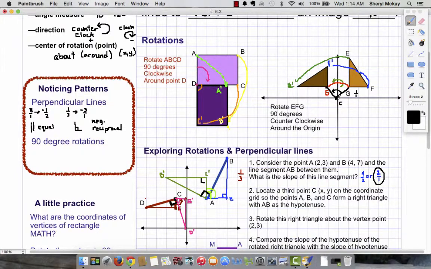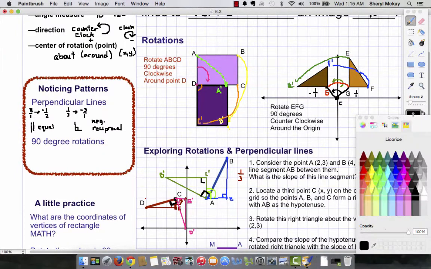What's the slope from the center to G prime? Well, it's up 1, back 1. So it's 1 over negative 1. Well, if these are perpendicular lines, then that means that one of the slopes, negative 1 over 1, is the negative reciprocal of the other slope, which happens to be 1 over 1. So if we flipped 1 over 1, it would be 1 over 1, but we have to take the negative of it. So is negative 1 over 1 the negative reciprocal of 1 over 1? Yes, it is. Let's take a look at a different one.